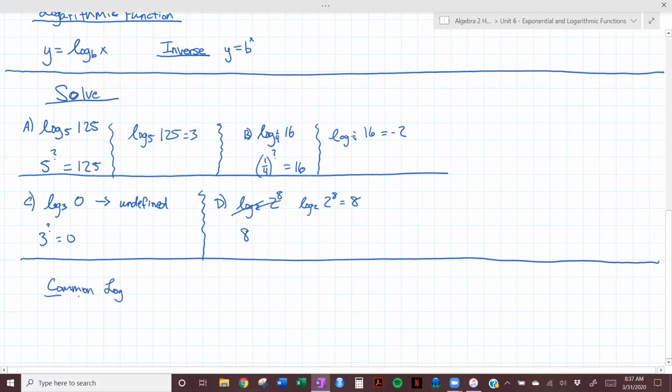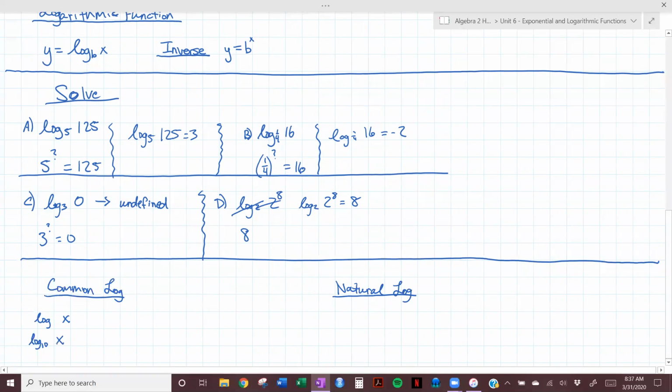So the common log has base 10. It can be written as log of x or as log base 10 of x, but just know that if it's written as the log of x, base 10 is implied.